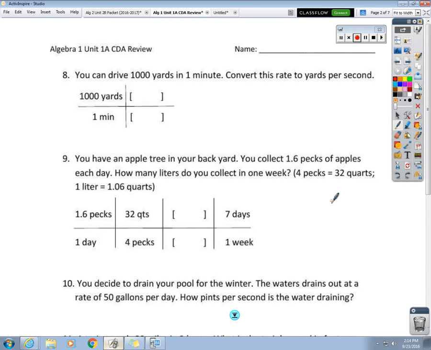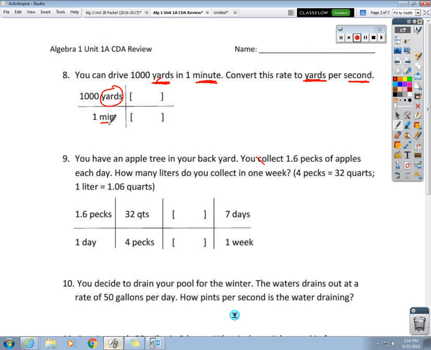You can drive 1,000 yards in 1 minute. Convert this rate to yards per second. Okay, so they've given us the information in yards per minute. They want the answer in yards per second. So the only thing we've got to convert is what? Minutes to seconds, right? The yards is already in yards, so we're done with that. We don't need to do anything with that 1,000 yards.